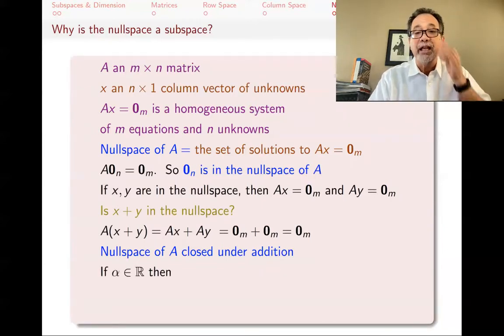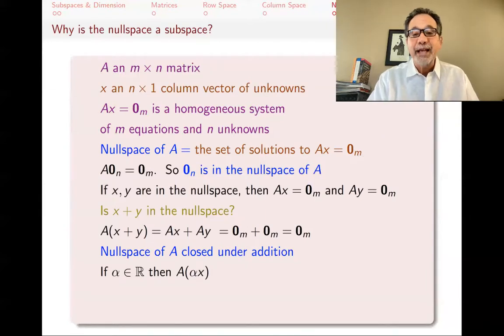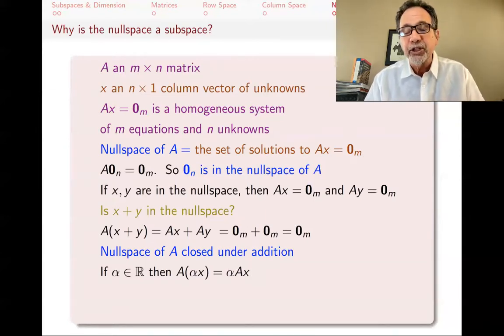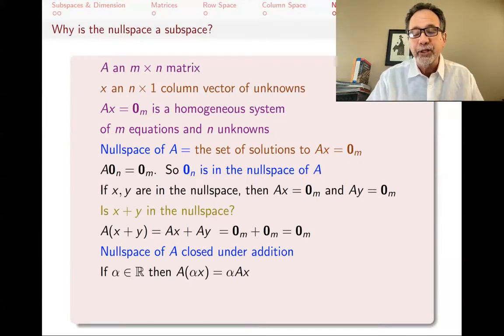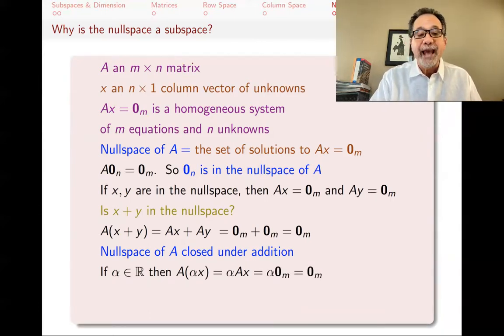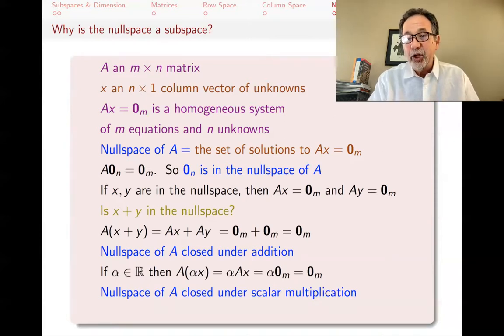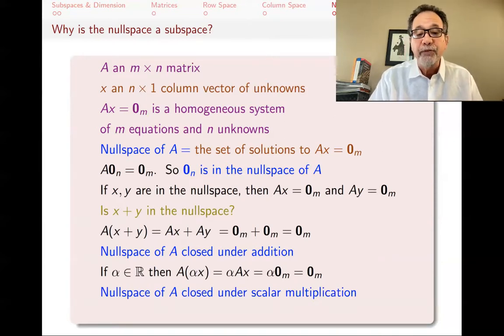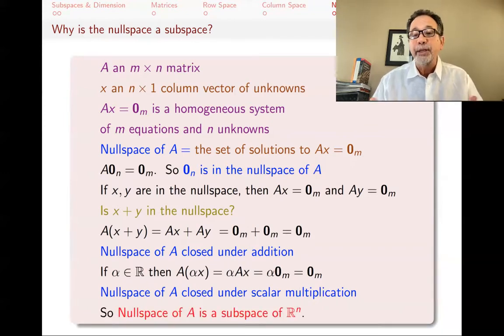And the same thing with scalar multiplication. If again, X is in the null space and alpha is a real number, then A times alpha X is the same as alpha times AX. In matrix multiplication, that one scalar doesn't matter if you put it before or after. That's one of the properties of matrix multiplication. And AX was 0. So again, you get 0, showing that alpha X is in the null space. And therefore, the null space of A is also closed under scalar multiplication. And that means that null space is a subspace.